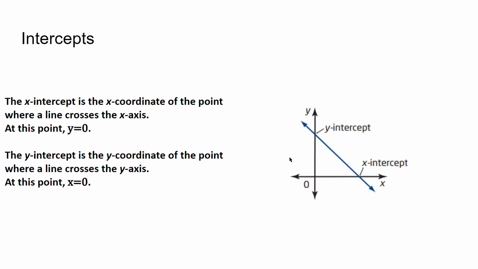Now we transition into our discussion on intercepts. We remember that the y-intercept is the y-coordinate of the point where a line crosses the y-axis. So at this point x equals 0, so this would be the point (0, y), whatever this y value is. Now the x-intercept is the x-coordinate of the point where a line crosses the x-axis. So at this point, y equals 0, and in this case this would be the point (x, 0).